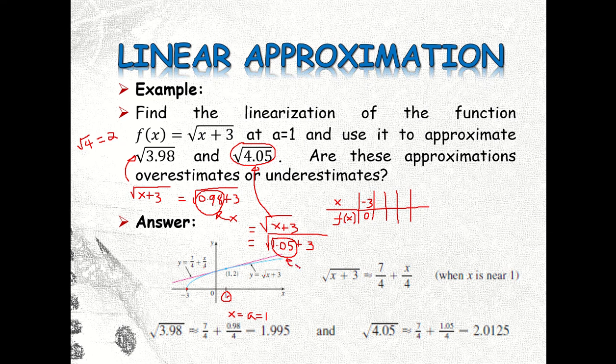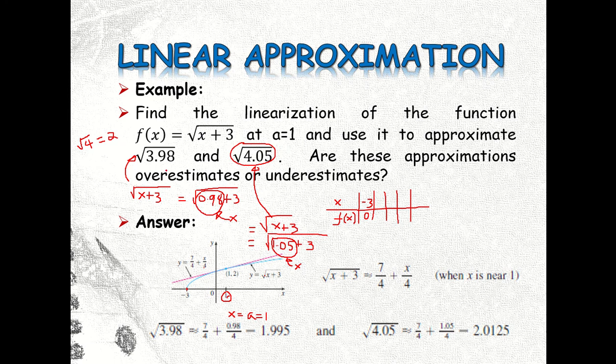All right. So substituting, we have here square root of 4.05. Again, this is equal to the tangent line equation. Originally, this is 7 over 4 plus x over 4. But our x this time for this given is equal to 1.05. So 1.05 divided by 4, then plus 7 over 4. So we have here 2.0125.